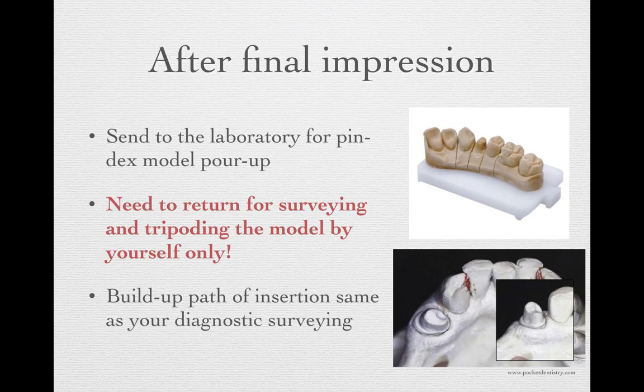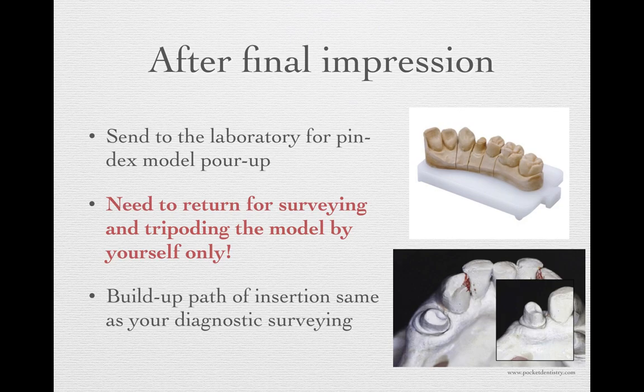After you get a very good final impression, you will send your impression to the lab and ask them to do a Pindex model pull-out. The only difference between the survey crown and a natural crown is that you have to ask the lab to return the Pindex model back to you for you to do the surveying and tri-budding of the model by yourself. You're not able to just ask the lab technicians to directly finish the crown, because you have to tell the lab how to orient your die models.